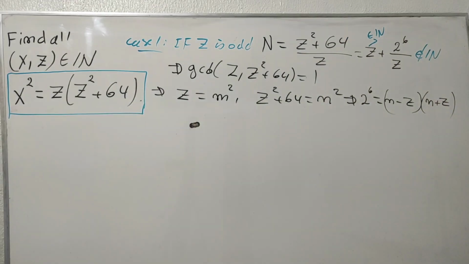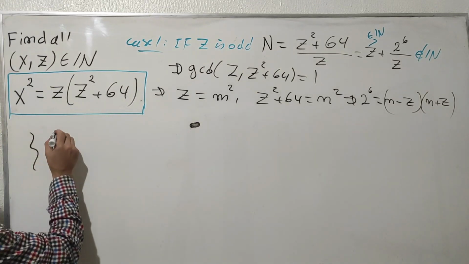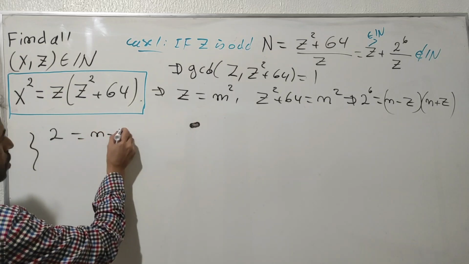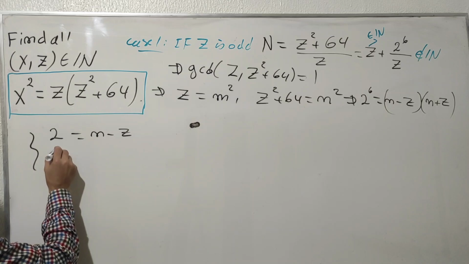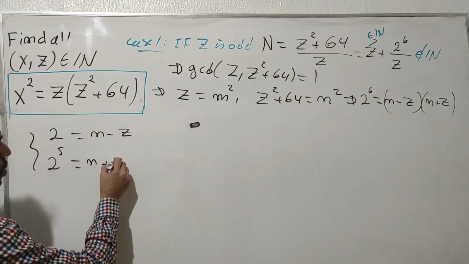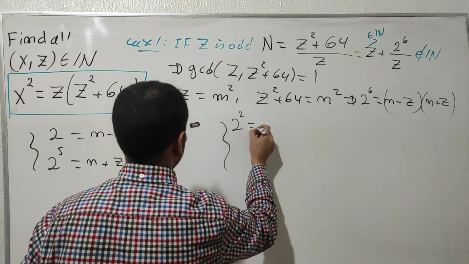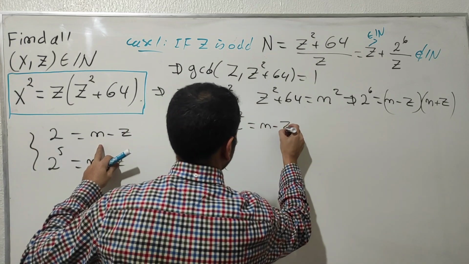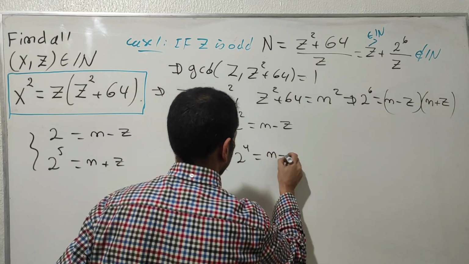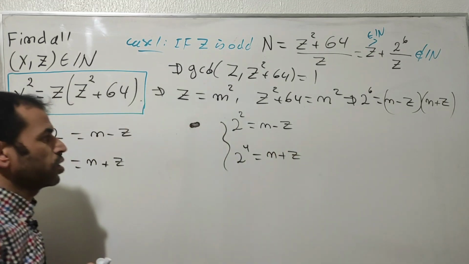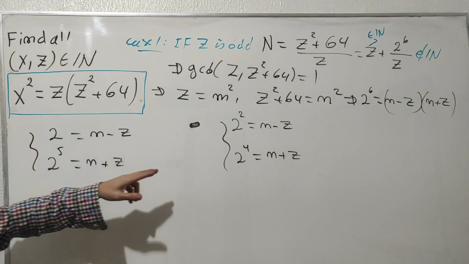So I'm going to take two different cases here. In the first system, I get 2 equals n minus z, because this term is smaller than the other term, and the other one takes 2 to the 5th, which equals n plus z. In the second system, I have 2 squared, which is 4, equals n minus z, and the other one takes the rest, 2 to the 4th, which equals n plus z. These are the only two cases, because you cannot choose any other case, otherwise you will have equality.